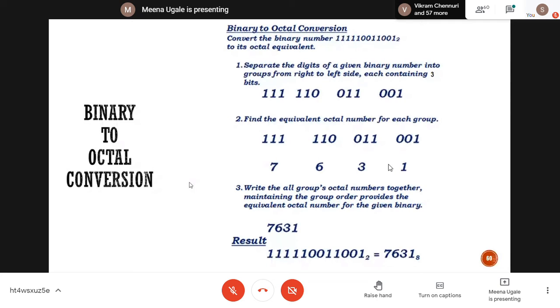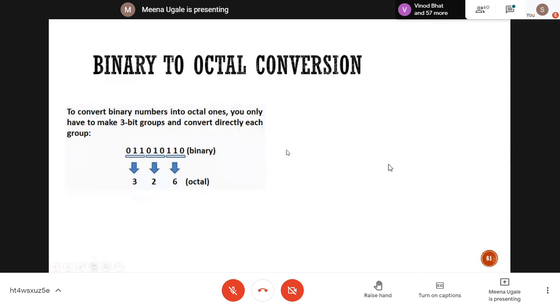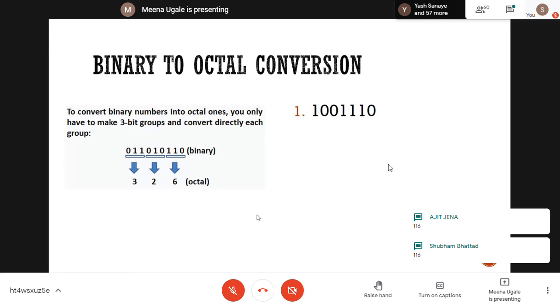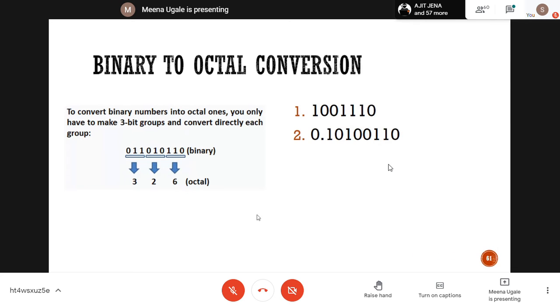Okay. Another example I am showing here. Group in 3s and write down the answer. Now you try for this. When you are going to group, you may find that the digits are fewer, but in that case, you have to consider the MSB bits to be 0 there. Try for this.